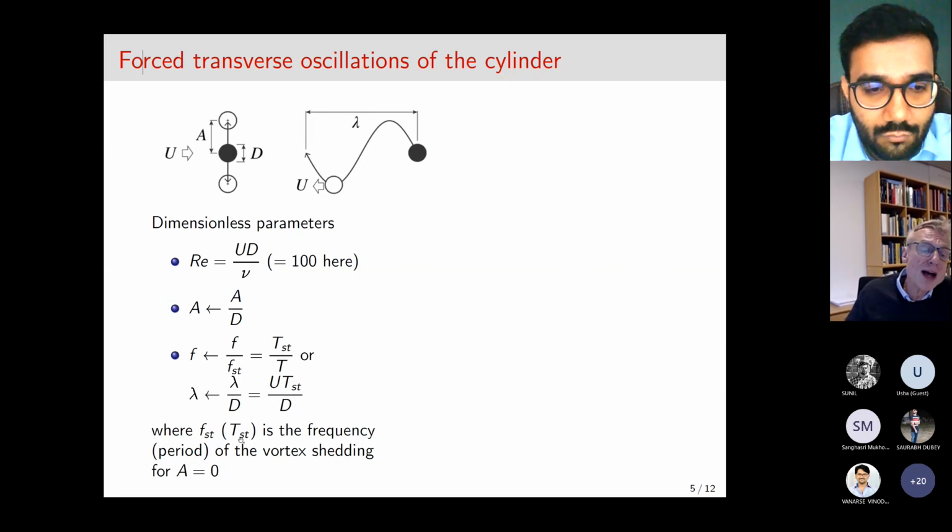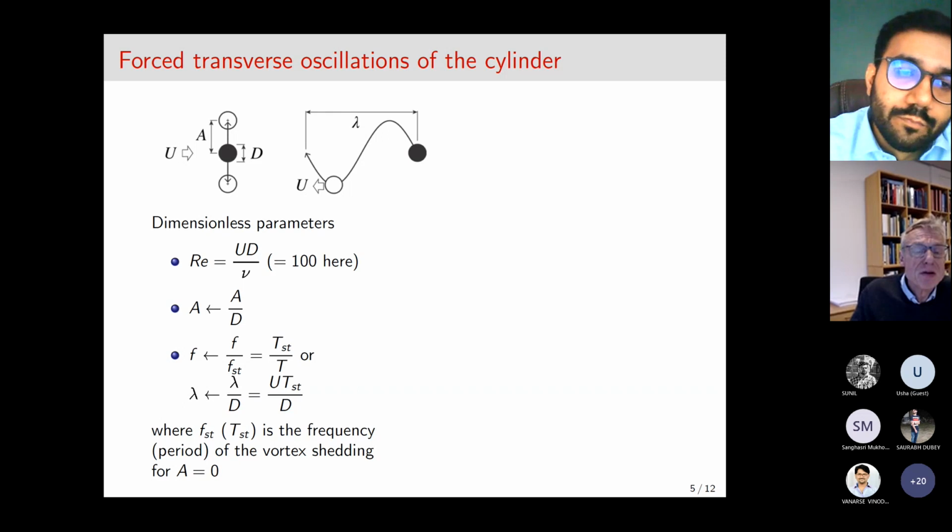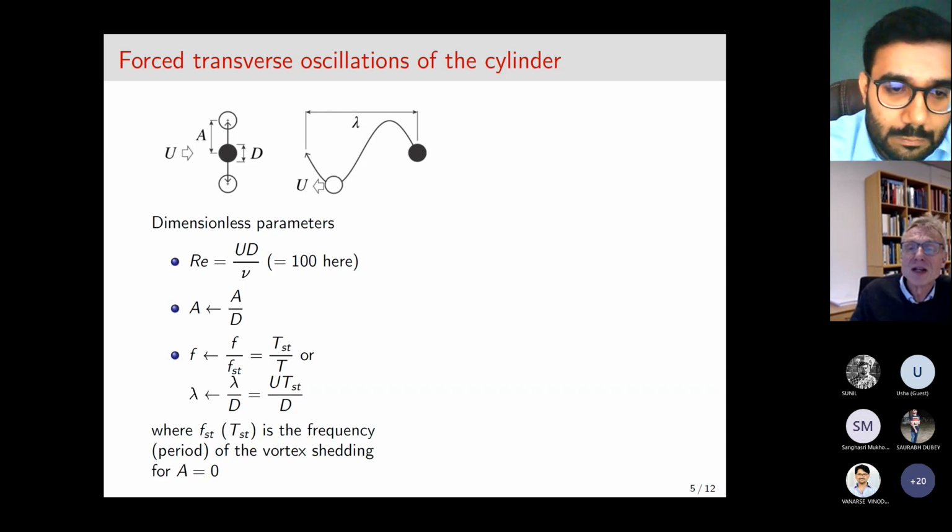So that is called the Strouhal frequency or the Strouhal period, and you would use that as a time unit. And you would also non-dimensionalize the amplitude of the oscillations by the diameter of the cylinder. So three parameters in all in this problem. We'll fix one, so we are back to two.